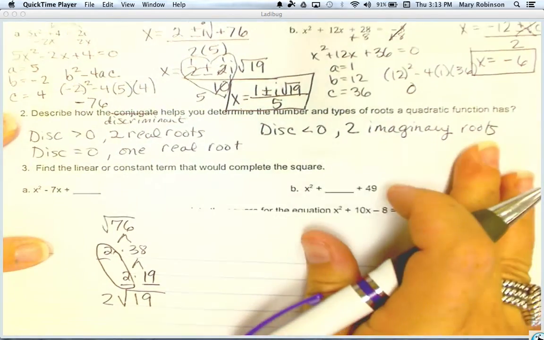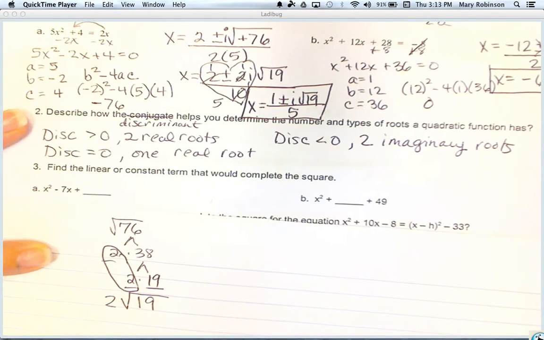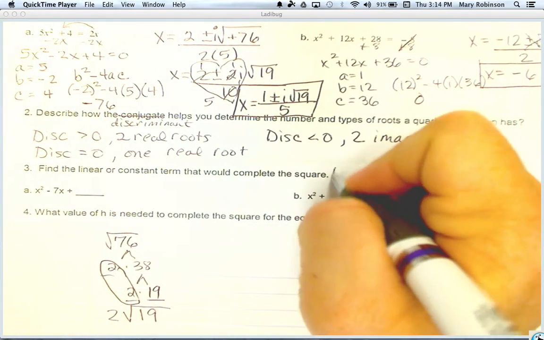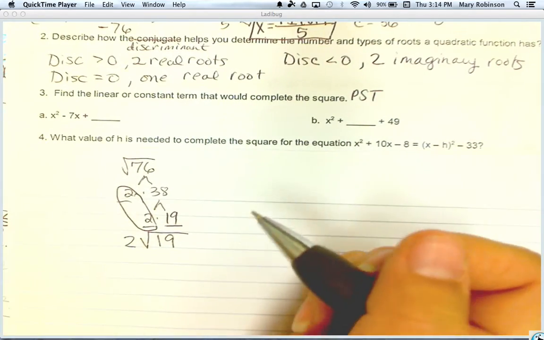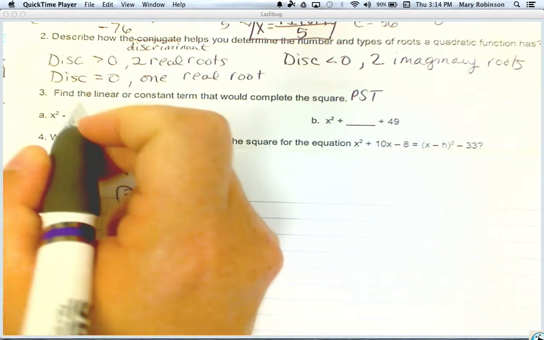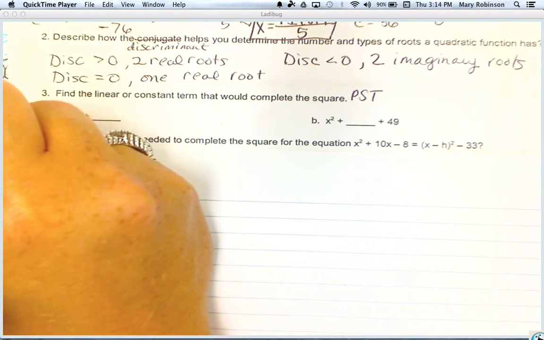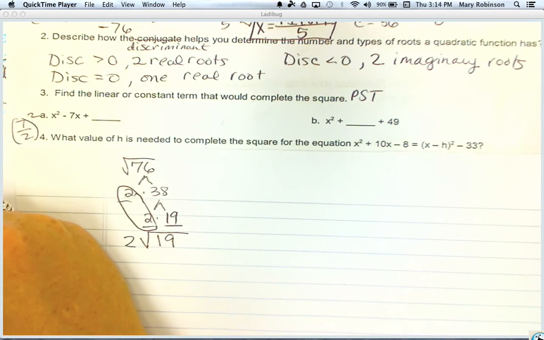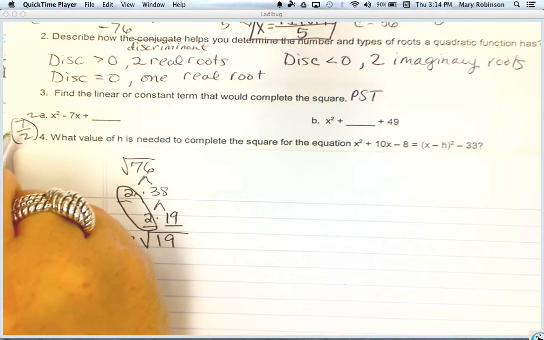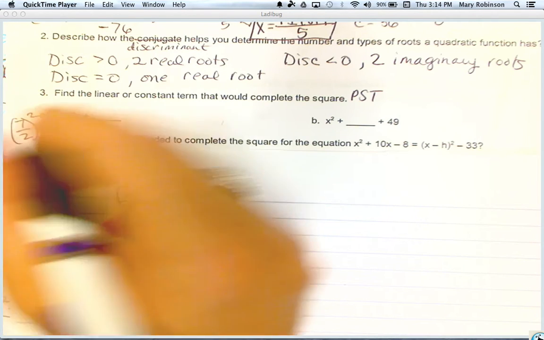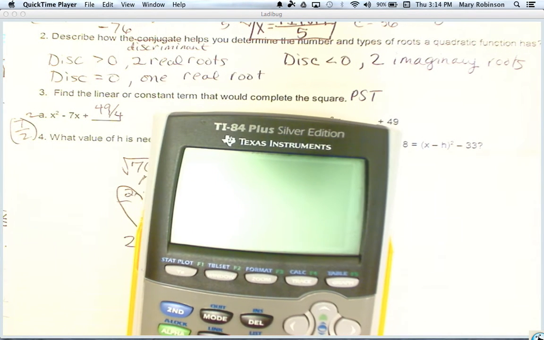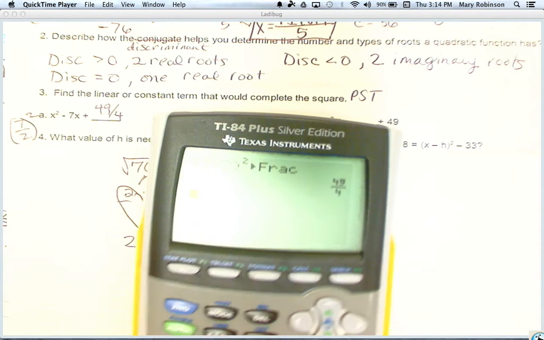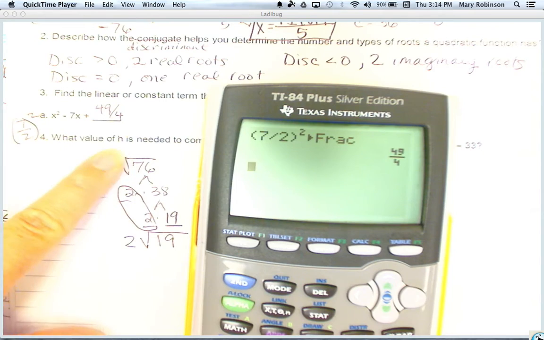All right. So next it says find the linear or constant term that would complete the square. That means we're trying to create perfect square trinomials. So hopefully you'll recall this pattern. We did warm-ups and all kinds of stuff with this. But to complete the square, we simply take half of b and square it. Don't even worry about the sign. We'll always be adding that number. So when we square half of 7, we just get 49 over 4. Now if you type that in your calculator, 7 over 2 squared, math, enter, enter, 49/4. Okay? That's all you have to do.